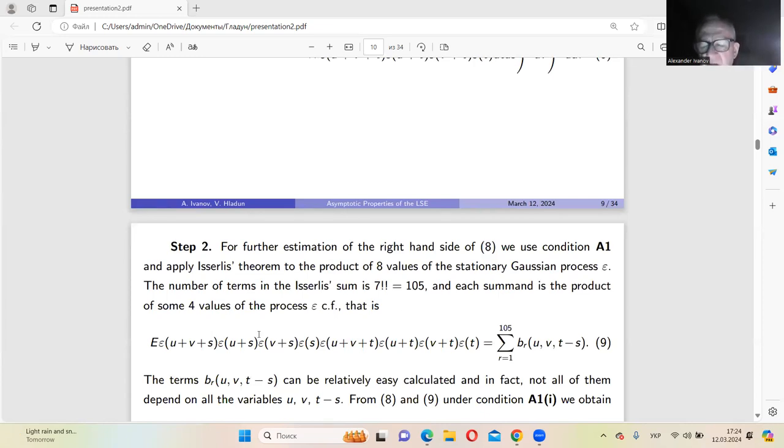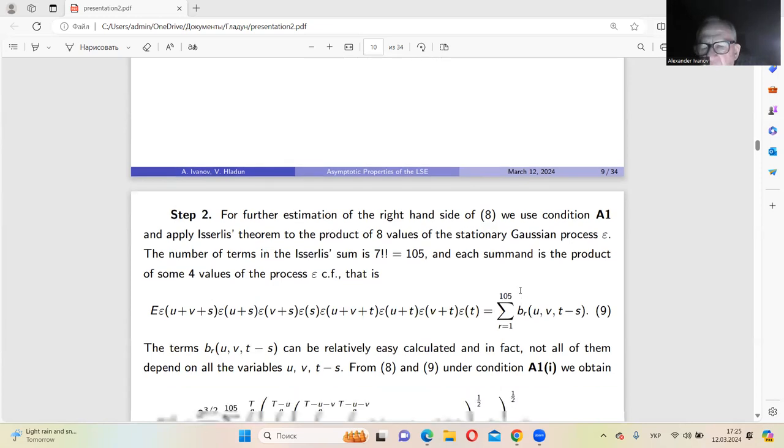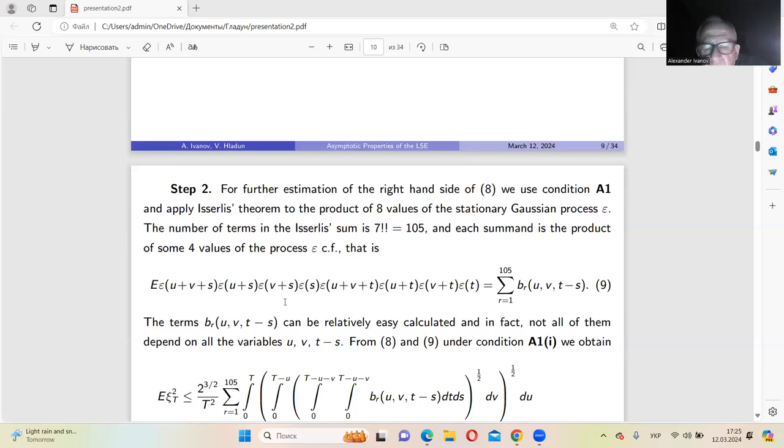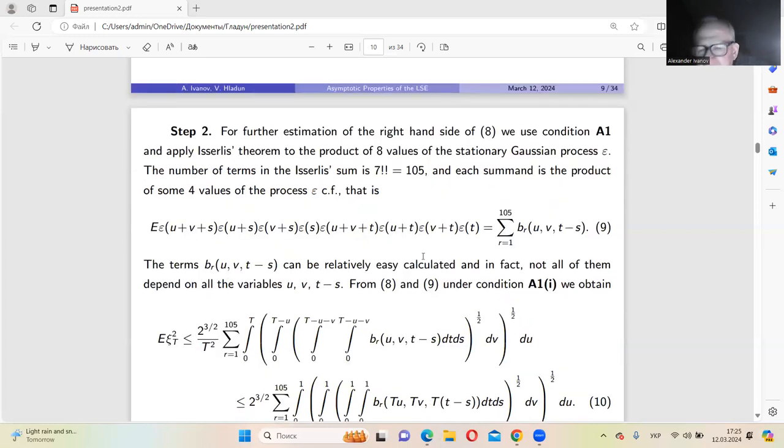We can write down the expectation of the product of 8 values of a Gaussian random process as 7 double factorial, which is equal to 105, summands in the formula 9, where the terms B_R can be relatively easily calculated. In fact, not all of them depend on all the variables u, v, and t minus s. It's really not so difficult to find these 105 summands. It's possible, in several hours, to find all of them.